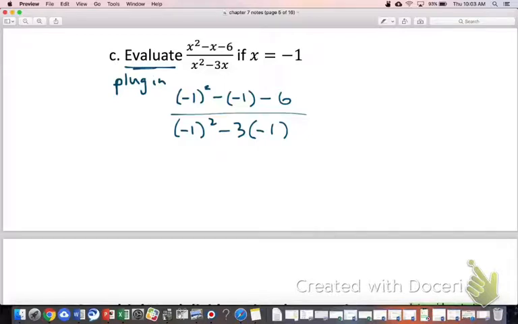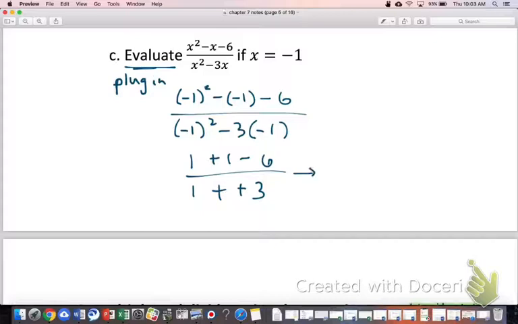So then as I follow the order of operations, I'm going to handle my exponents first. What are these two right here, the negative 1 squared and the other negative 1 squared? Both of them are positive 1. That's right. So it's going to be positive 1. Minus negative 1 is really plus 1, minus 6. And then down here, 1, and then minus negative 3 is really plus 3.